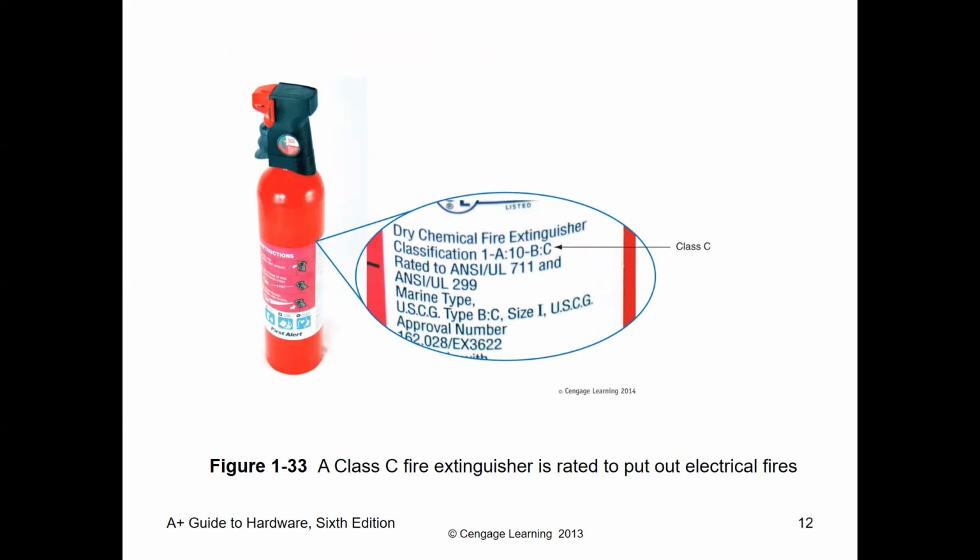Refer to the fire extinguisher in the diagram. The fire extinguisher classification here is Class C. So Class C means that you use non-conductive chemicals to put out fires caused by electricity.